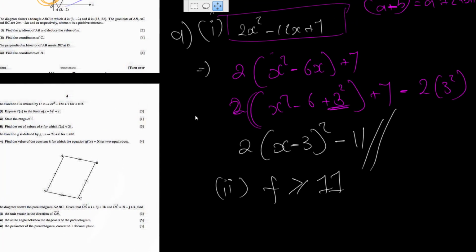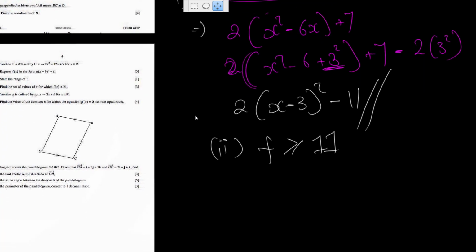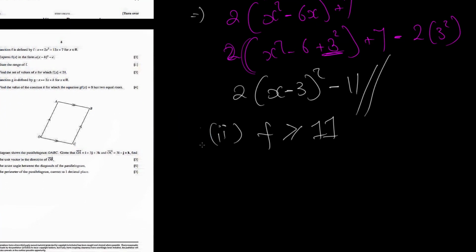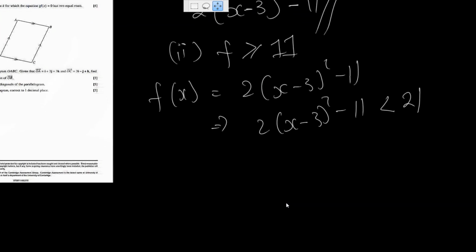Okay, part number 3. Find the set of values for x for which f of x is less than 21. We know that f of x is equal to 2 times (x minus 3) square minus 11. So we have to find the values for which f of x is less than 21. Therefore 2(x minus 3) whole square minus 11 is less than 21. I have an inequality that I have to solve.